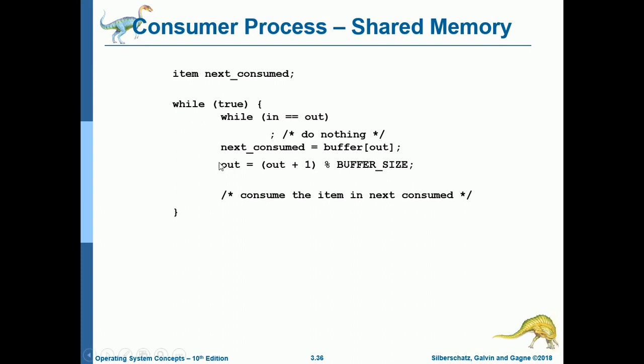But if it's not empty, next_consumed is equal to buffer[out]. Out is equal to (out + 1) % BUFFER_SIZE. So this happens if the buffer has items that the consumer process will consume.